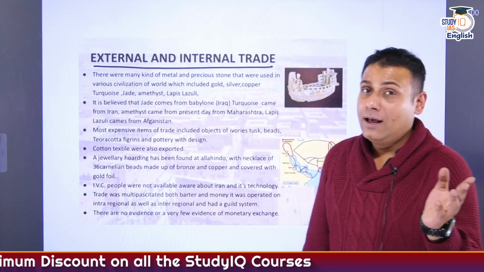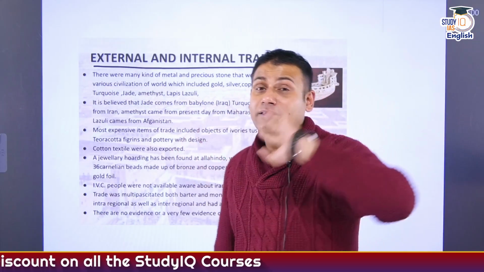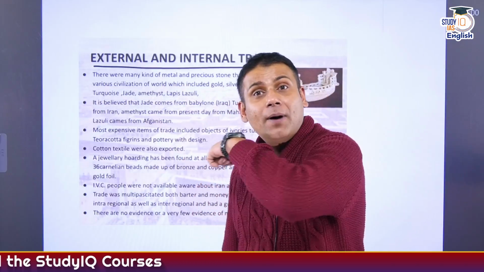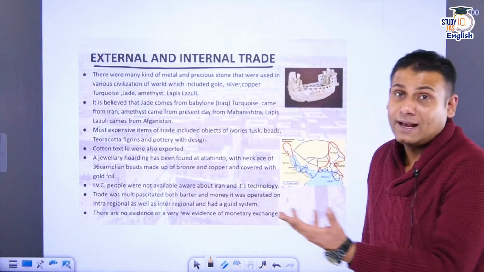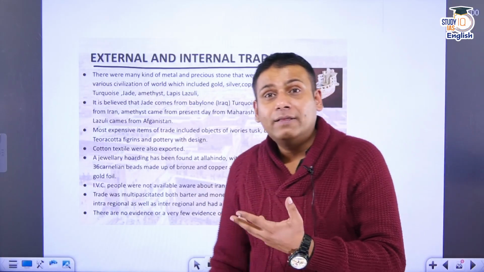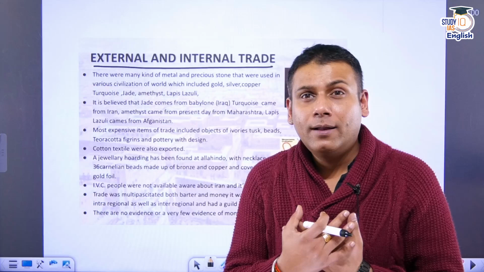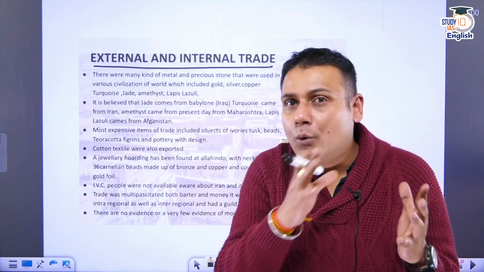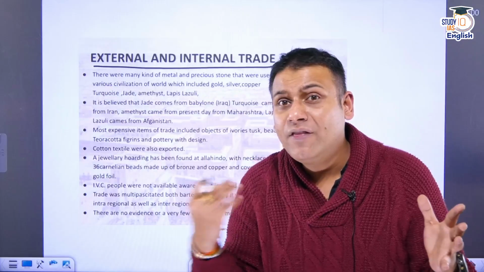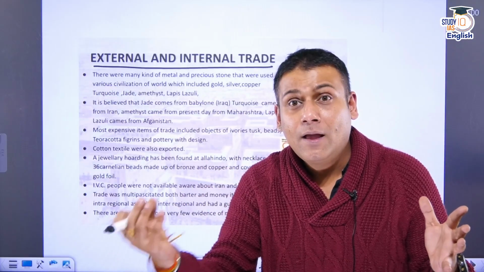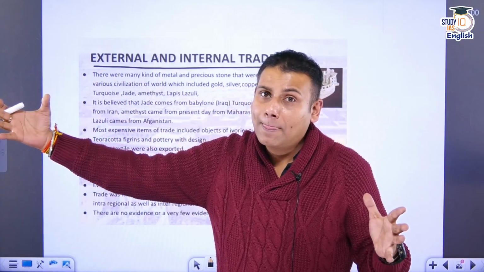Correct? Because Iran, Iraq, Syria, Kuwait, Turkey at that time were a part of the Mesopotamian civilization. So they might have had trading contacts with other civilizations. Apart from that, they also might have had domestic trade. In simple words, there was intra-regional trade, meaning trade within the Indus Valley cities, and inter-regional trade means trade with the other civilizations of the world.